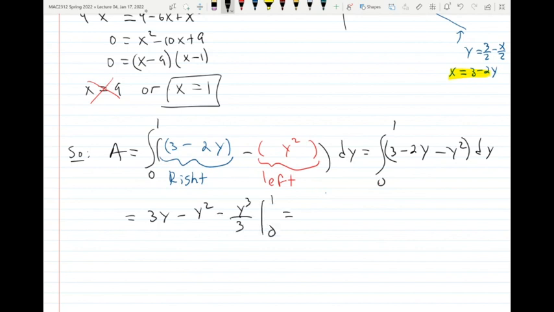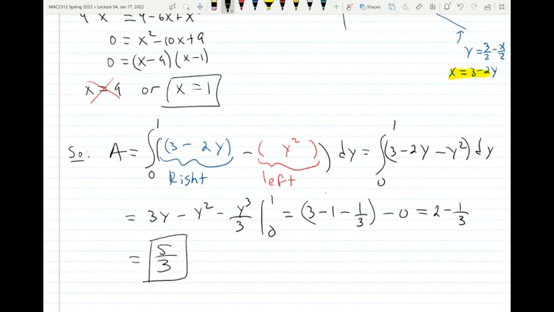And from 0 to 1, so that's 3 minus 1 minus 1/3. And then the rest is 0, right? So that would be 2 minus 1 over 3. And 2 is the same thing as multiplied by 3, 6 over 3. So 6 minus 1 is 5. So we get 5 over 3. Questions?